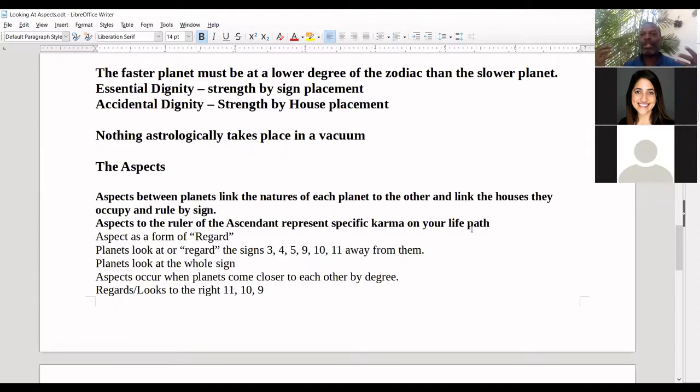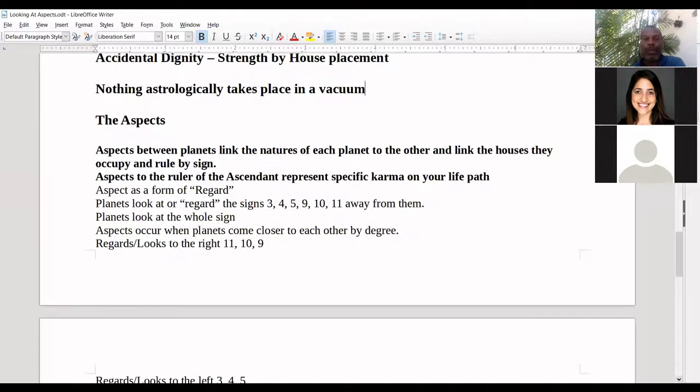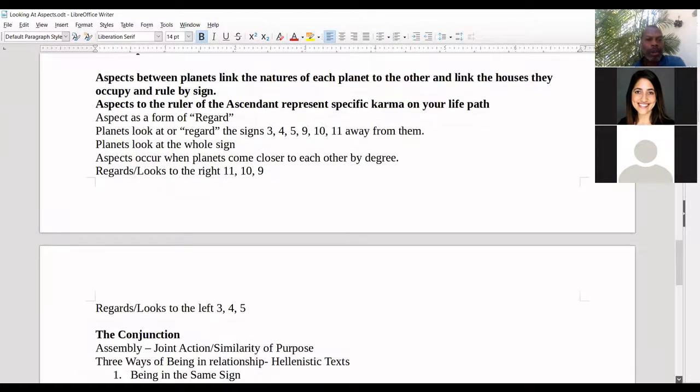It's all about combinations. It's all about figuring out, reading the combinations. So we never just look for one thing to signify anything. We always look for more than one signifier or confirmation or confirmer. Oh, so we've already talked about this, looking at aspect as a form of regard. Planets look at or regard 3, 4, 5, 9, 10, and 11 from them. Okay, so we've already looked at that.